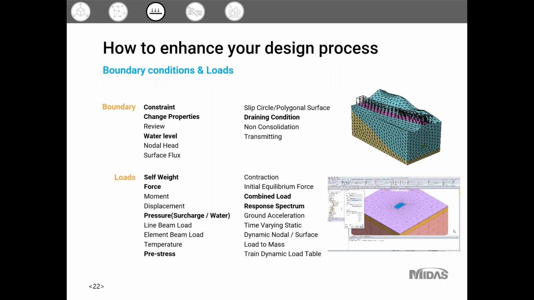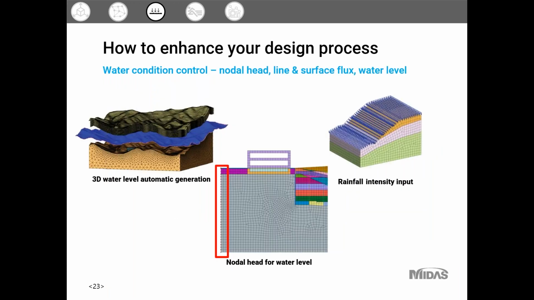In GTS NX, you can handle all the boundary conditions and load conditions depending on your project: constraints, water level, self-weight, draining conditions, pressure, pre-stress, and so on. In my opinion, among these, water condition is the most important thing because, as you already know, in the geotechnical engineering field, water causes many problems like liquefaction, settlement, and so on. So assigning water condition is one of the most important things.